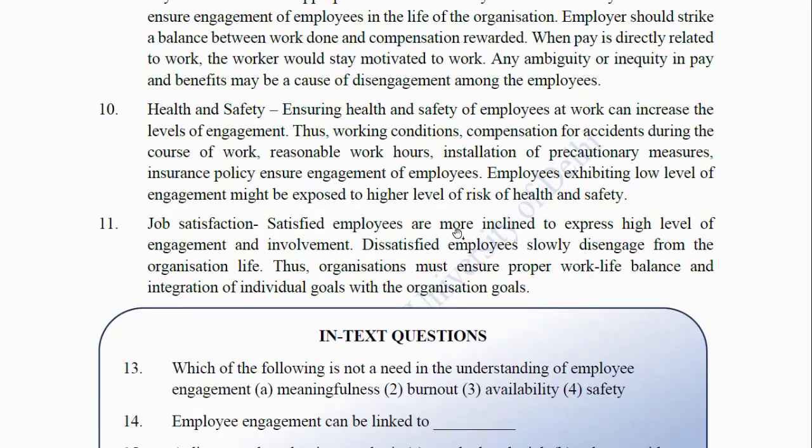Point 11, job satisfaction. Satisfied employees are more inclined to express high level of engagement and involvement. Dissatisfied employees slowly disengage from the organizational life. Thus, organizations must ensure proper work life balance and integration of individual goals with the organizational goals.